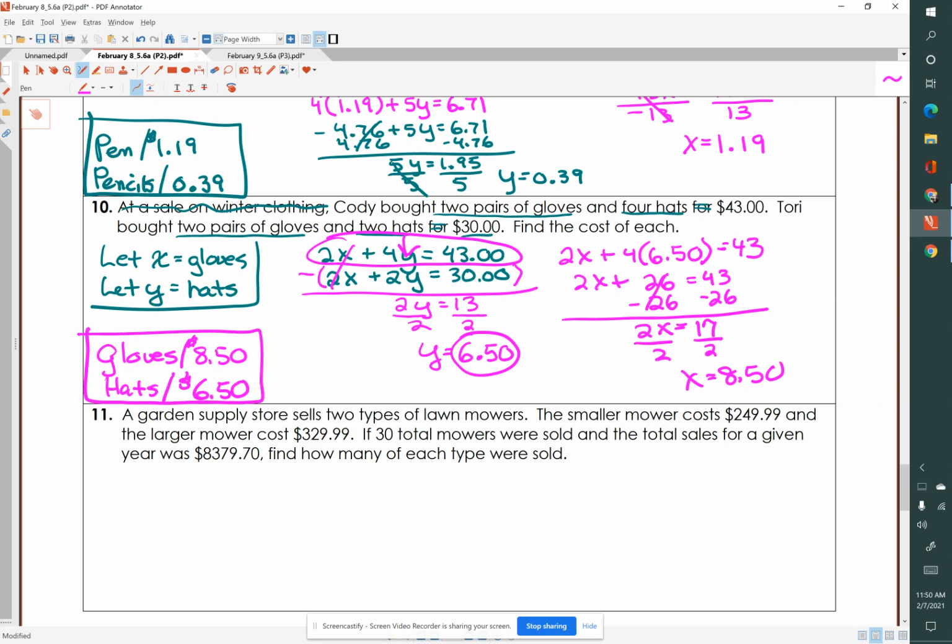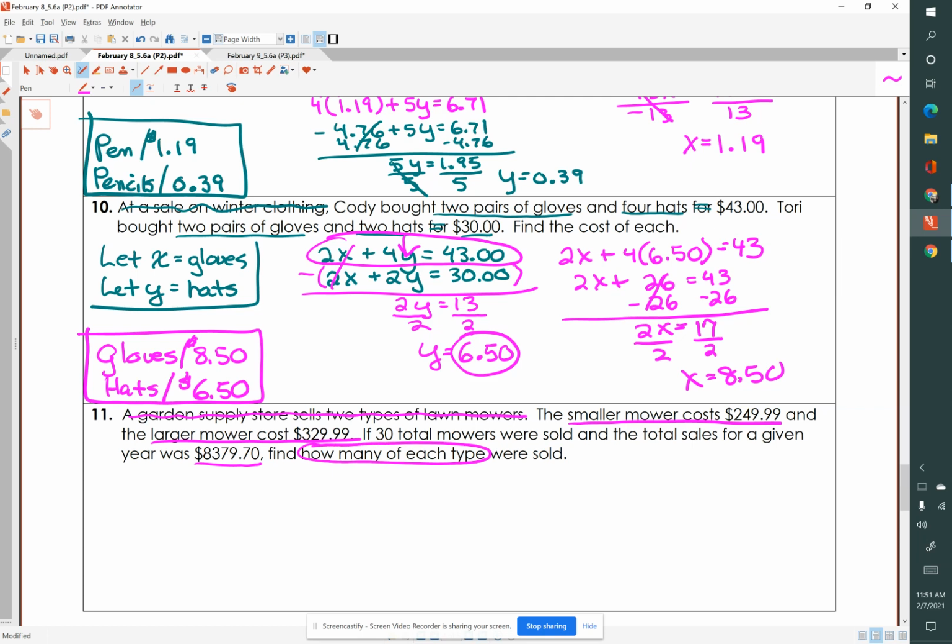And our last problem of the day. A garden supply store sells 2 types of lawnmowers. Again, don't get hung up with information that is not important. We have a small mower for $249.99. We've got a large mower for $329.99. If 30 total mowers were sold and the total sales for the year was $8,379.70, find how many of each type were sold.